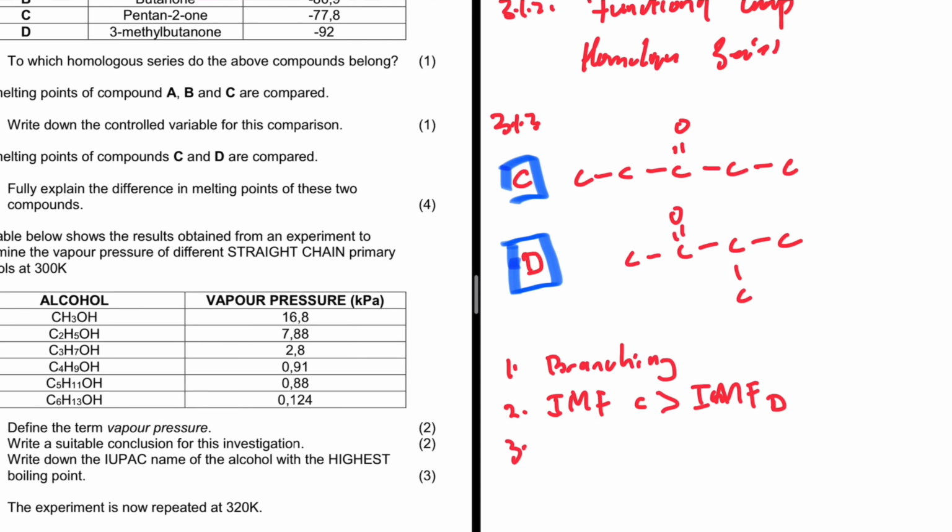And then the third point, more energy would be required to overcome the intermolecular forces in compound C, right? More energy is going to be required to overcome the intermolecular forces in compound C. And then number 4, the finishing line, leading to a higher melting point, boiling point, viscosity, but a lower vapor pressure in compound C. So that is how you explain the difference in the melting points between these two compounds. That is 3.1.3.